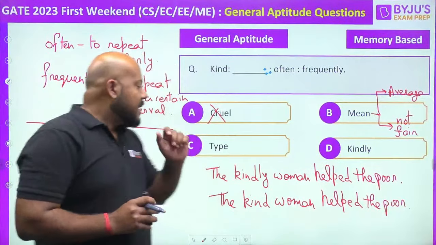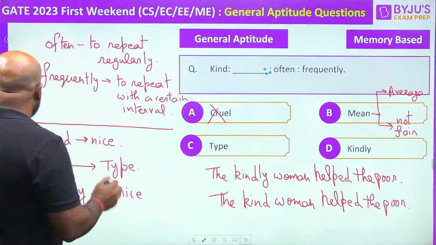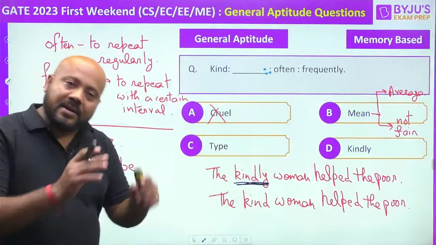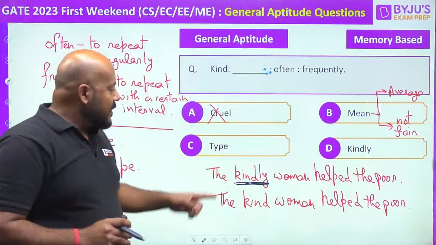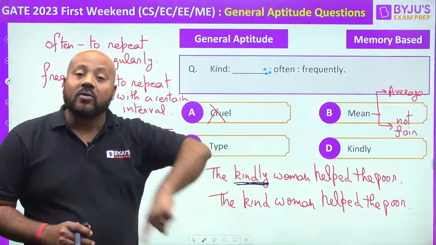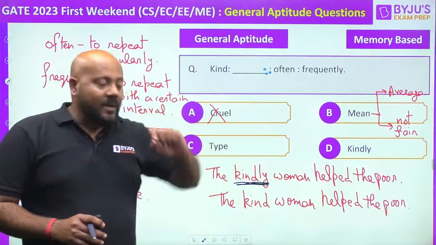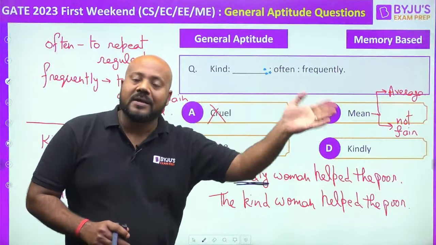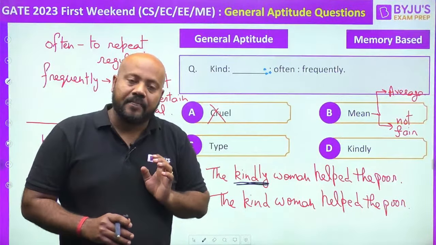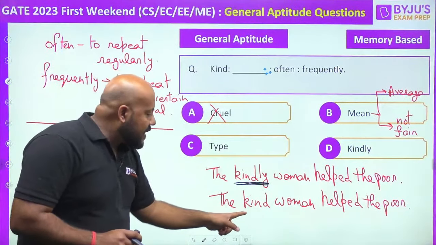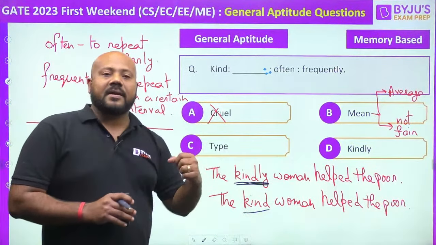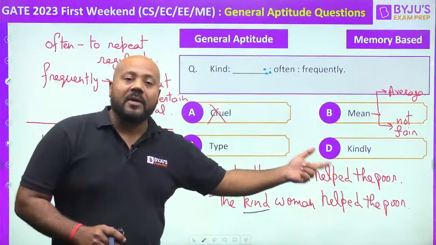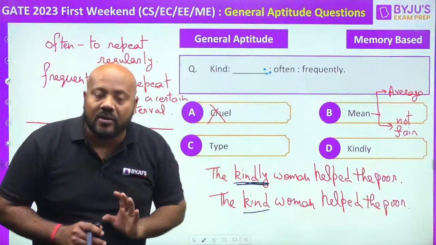What is the difference? When you are saying somebody is kind, he is a nice person. But when you say kindly, you are defining the overall character of that person. It means every time this woman is going to help the poor. Whenever she is going to see a poor person, she is going to help them. But when only kind is written, you are talking about an individual act. This time she has been a kind woman, but I don't know the next time she is going to be kind or not.